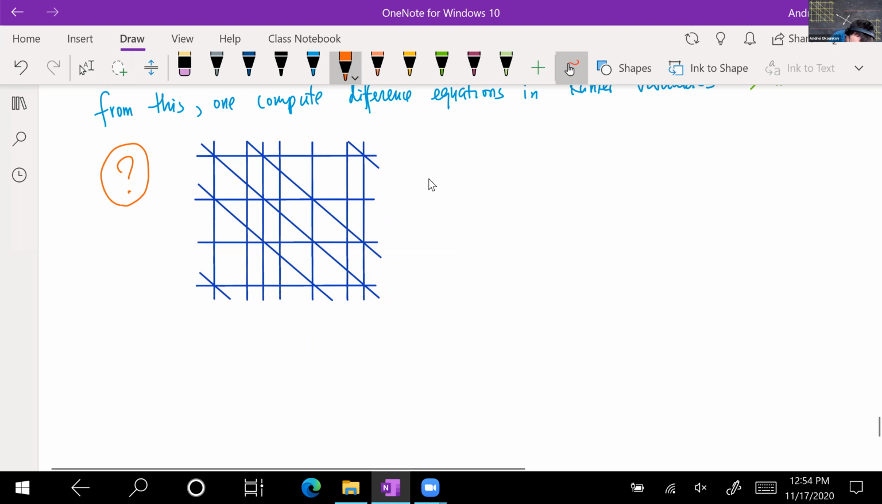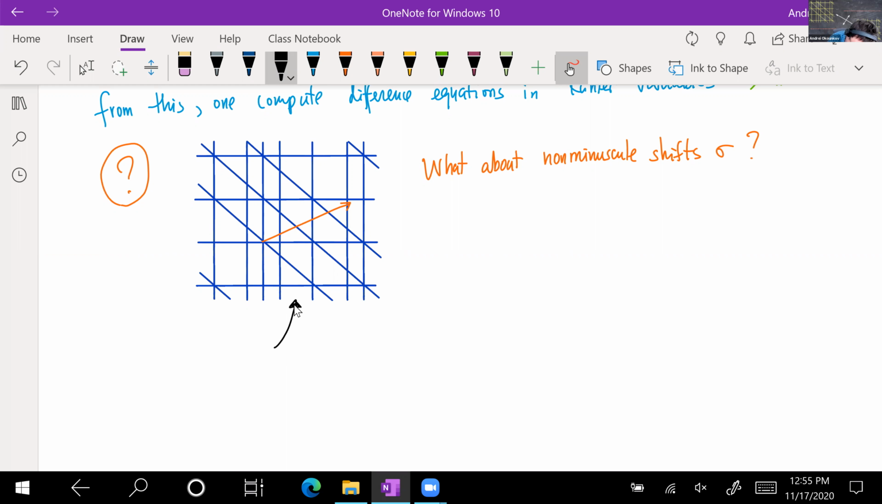So what about general shifts, right? Non-minuscule shifts. Can we write difference equations for those? What does it mean in non-minuscule shift? It means that the arrow we're drawing is going to hit a general point here. Over that is the fixed locus of this whole torus.